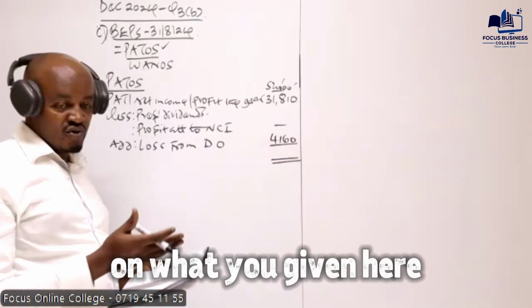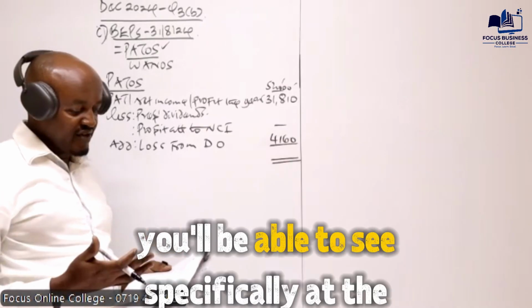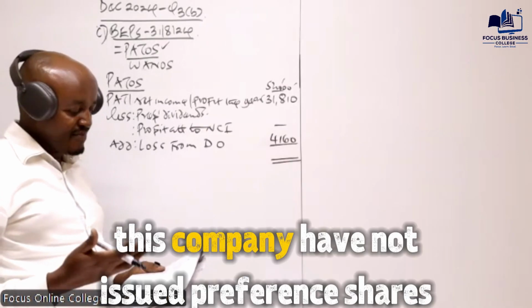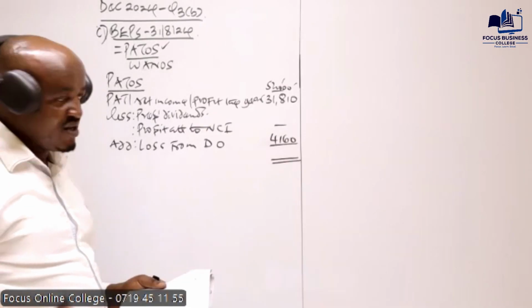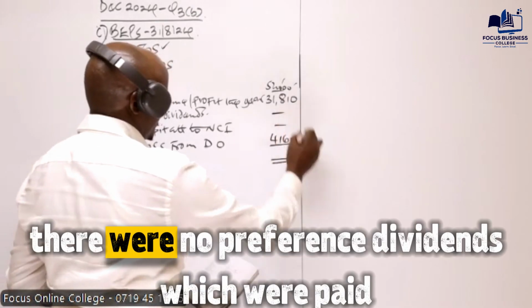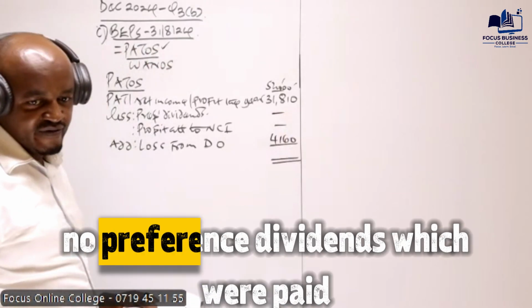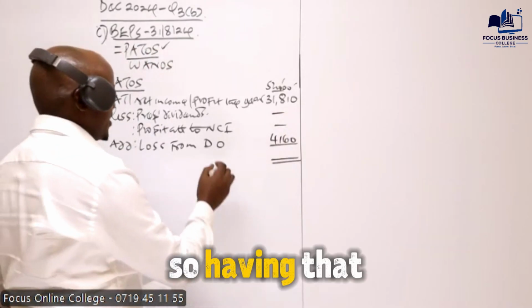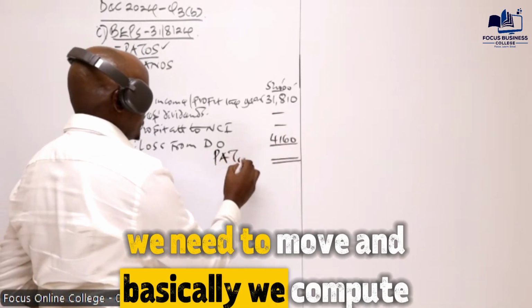So now if you check on what you're given here, you'll be able to see specifically at the equity, this company had not issued preference shares. So if the company had not issued preference shares, automatically there were no preference dividends which were paid. So having that, we need to move and basically we compute what?